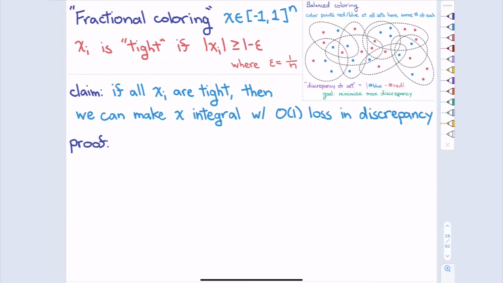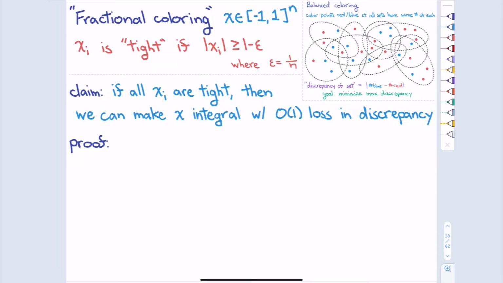All right, so let me just first make this basic point. Suppose you have a vector x where all the coordinates are tight, so they're really close to 1 in absolute value, but not quite plus or minus 1. The claim is that we can turn x into an integral vector while only paying a constant in the discrepancy. So you don't quite have the integral one yet, but all the coordinates are very close. I'm saying you can get the integral one, and you're only going to pay a 10 for each set, which is nothing compared to square root n anyway. Okay. All right, so how might I do this?